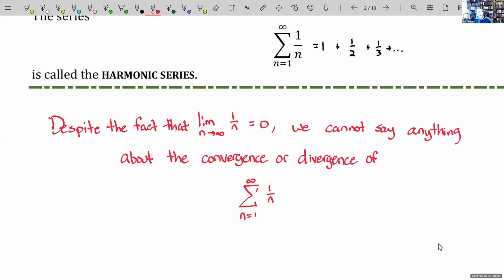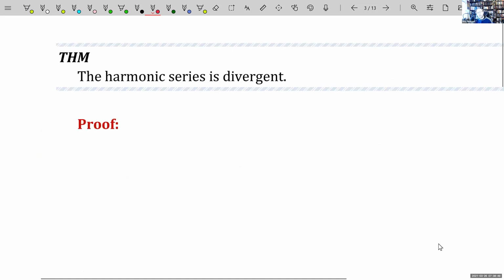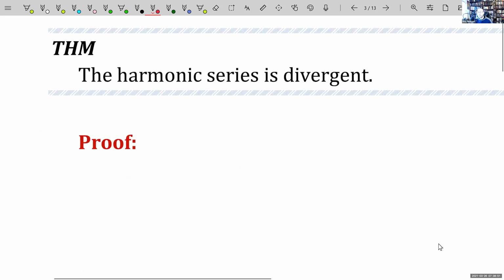Okay. So let's go ahead and investigate the convergence or divergence of the harmonic series. It's a very, very important series in Calc 2 and future courses, but pretty much Calc 2. The harmonic series, here's the theorem, is divergent. Even though the sequence 1 over n will tend to 0, you would think that if you sum up a bunch of things that are tending to 0 as time goes on, it will converge. Nope, it doesn't. It diverges.